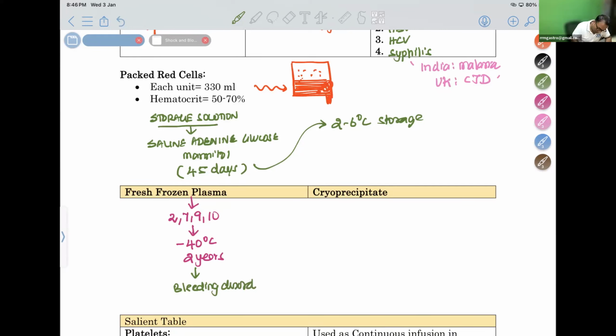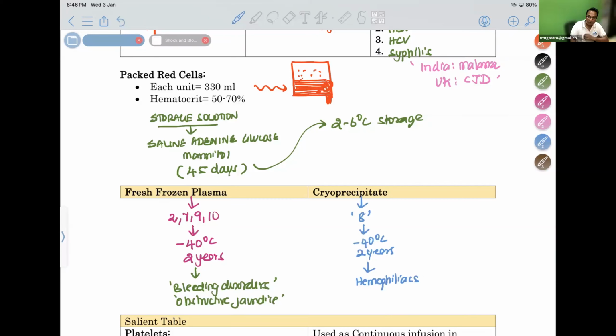In bleeding disorders, I can use fresh frozen plasma, especially in obstructive jaundice patients. When there is a bleeding, this factor will be deficient, so I will use fresh frozen plasma in those patients also. Cryoprecipitate is rich in factor 8. It is stored at minus 40 degrees centigrade for 2 years, and it is used in hemophilia. Hemophiliac patients, we use cryoprecipitate.